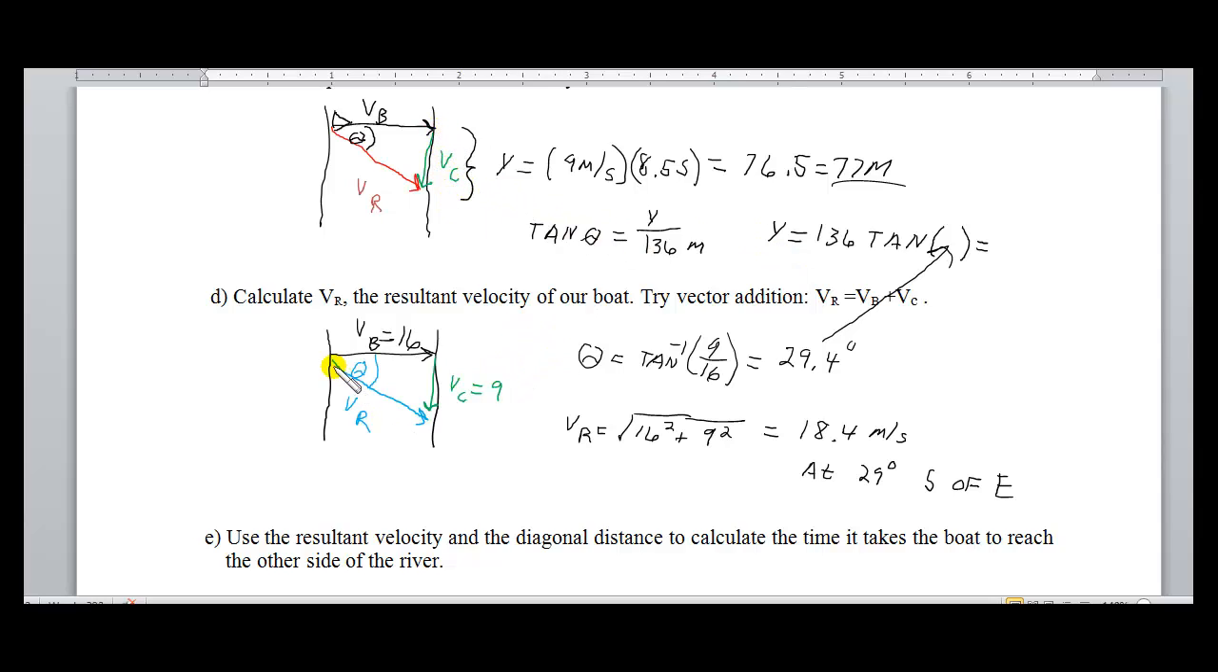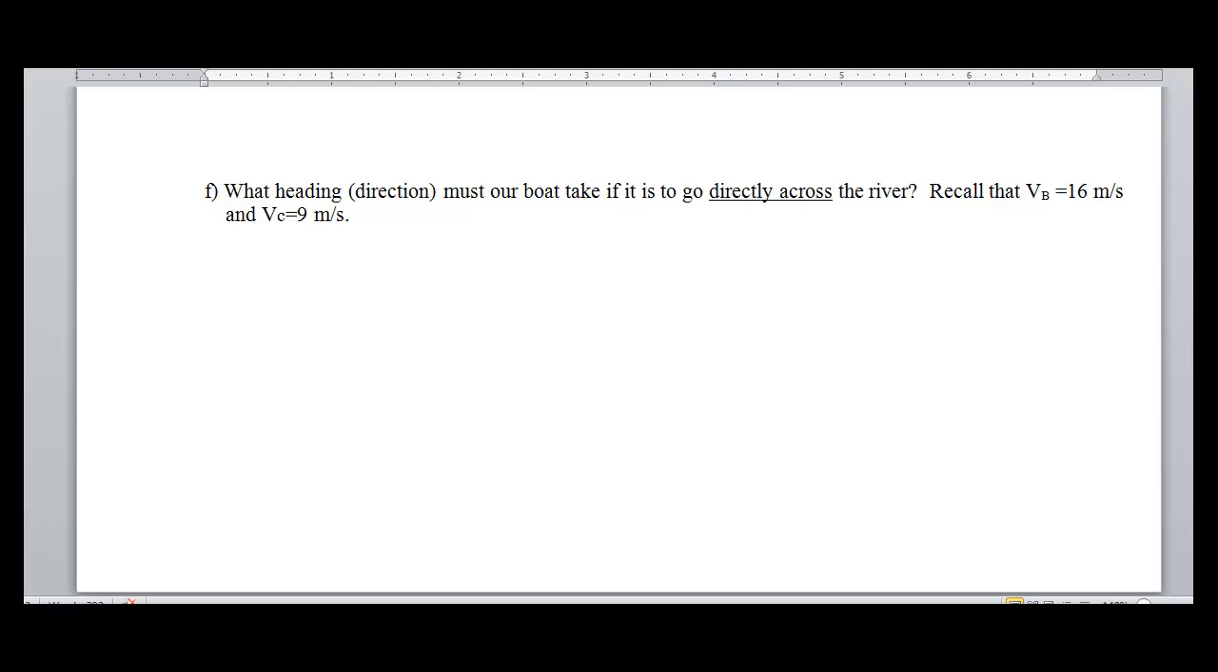Now to find the resultant velocity, we can use the Pythagorean theorem. The square root of 16 squared plus 9 squared gives me around 18.4 meters per second at an angle of 29 degrees south of east. Now let's take a look at this next problem. It's related.